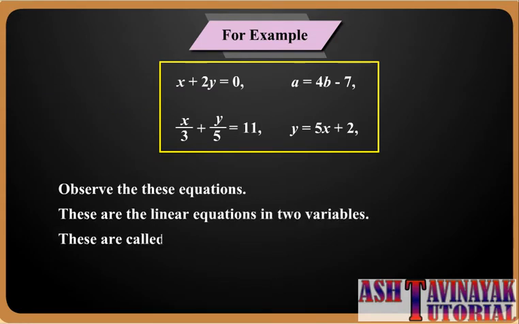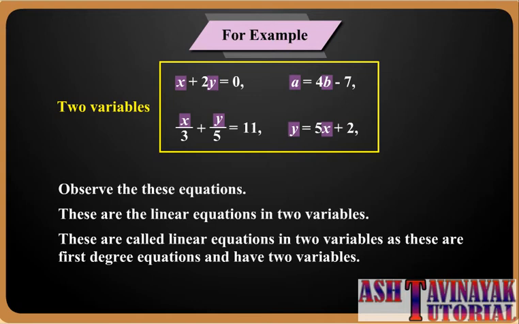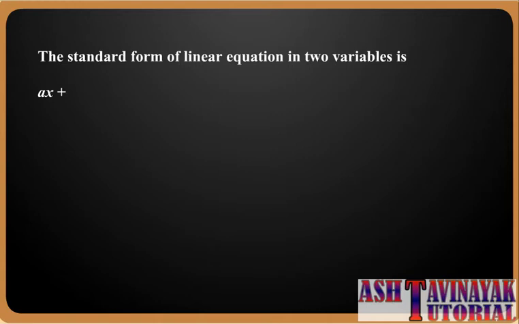These are called linear equations in two variables as these are first-degree equations and have two variables. These equations have infinitely many solutions. The standard form of a linear equation in two variables is ax + by + c = 0, where a is not equal to 0 and b is not equal to 0.